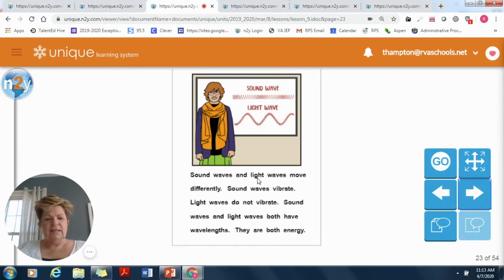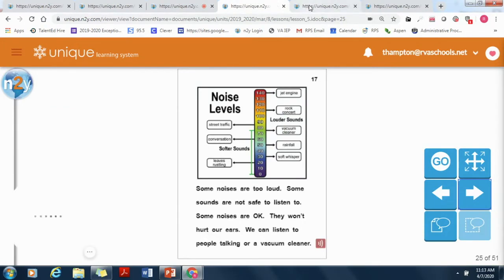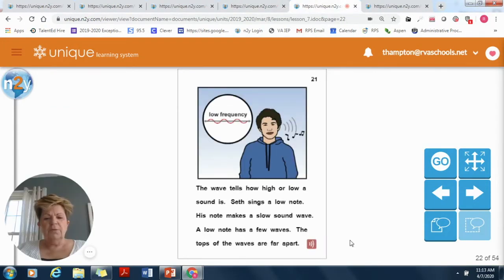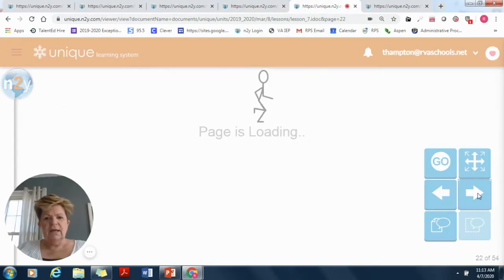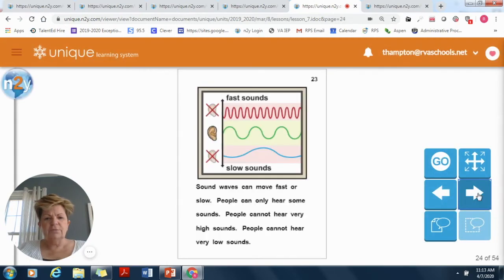Sound waves and light waves move differently. Sound waves vibrate. Light waves do not vibrate. Sound waves and light waves both have wavelengths. They are both energy. So where else did we talk about wavelength? Remember, we talked about wavelength and we talked about how that was important.